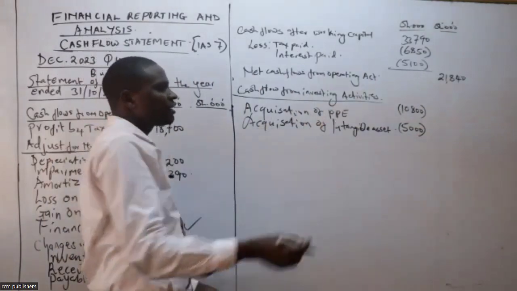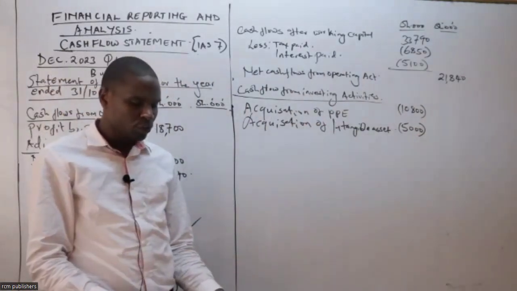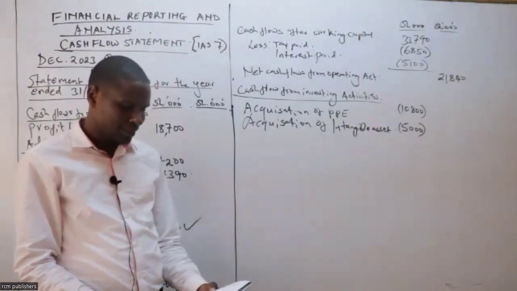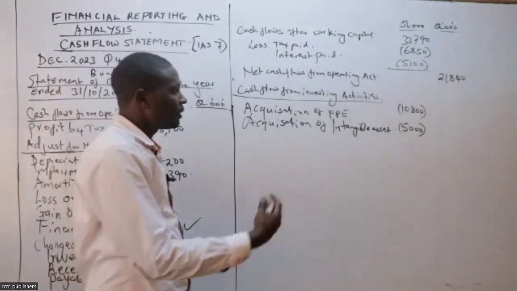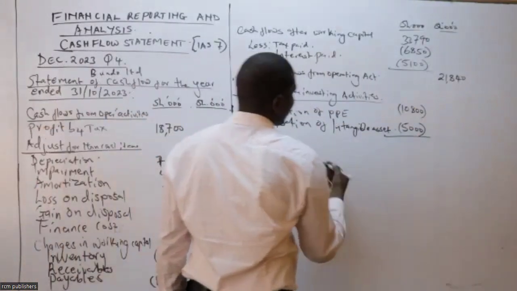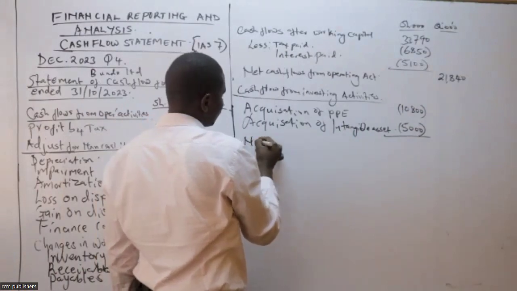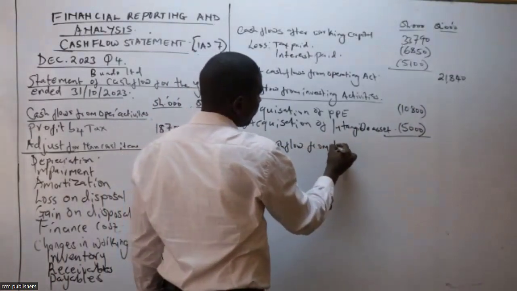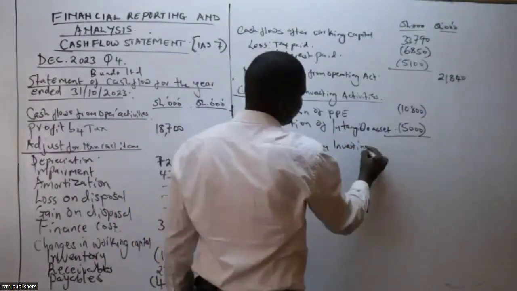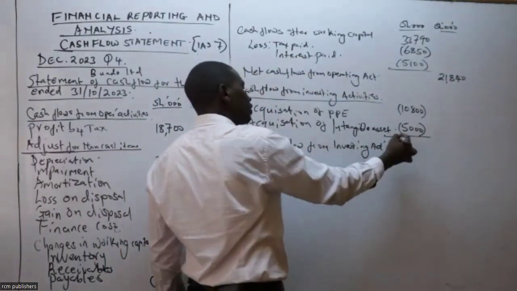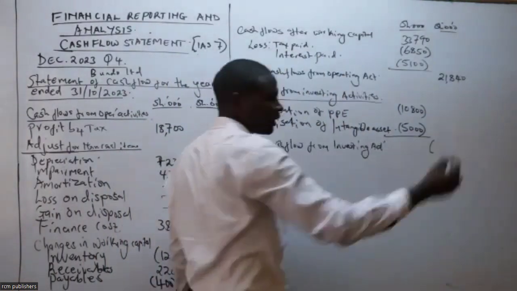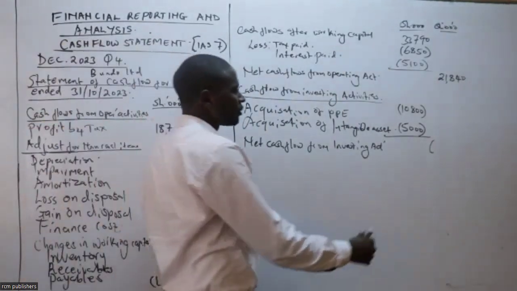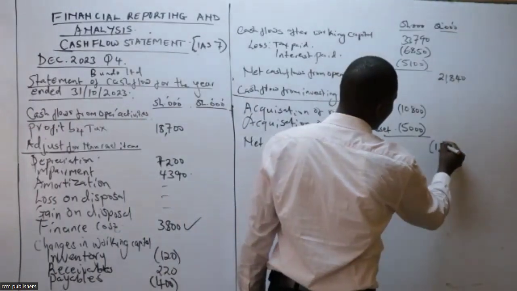Done. You're not having any other thing unless you give me any information that is giving me any other thing. Can you see any information? I cannot see any information giving me any other thing under investment. So whatever we get at the end there will be the net cash flow from investing activity. Give me the total, of course, it will be an outflow. It will be negative. That is 10,800 plus 5,000, 15,800.